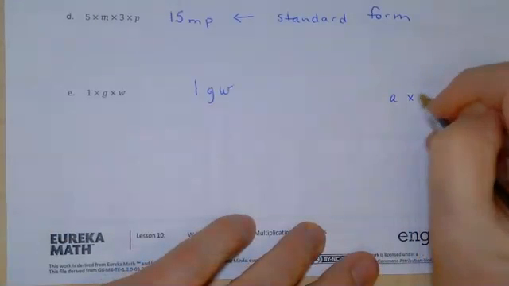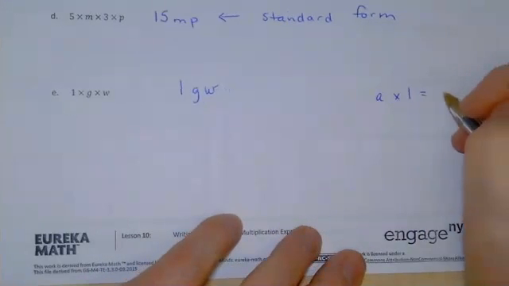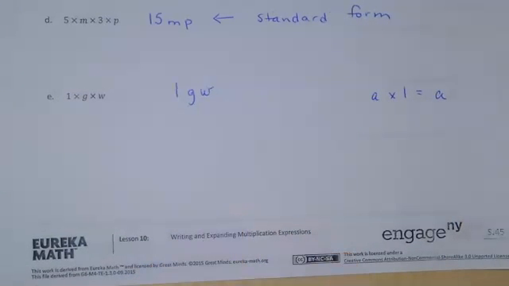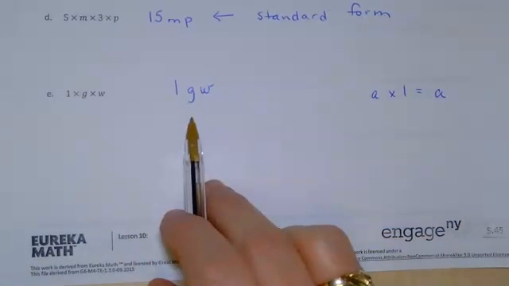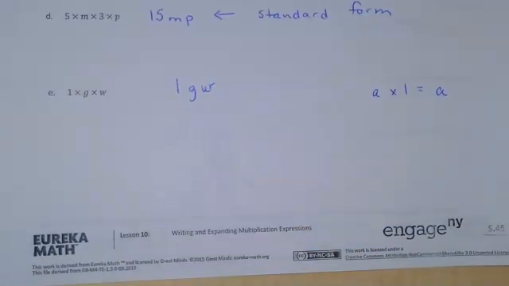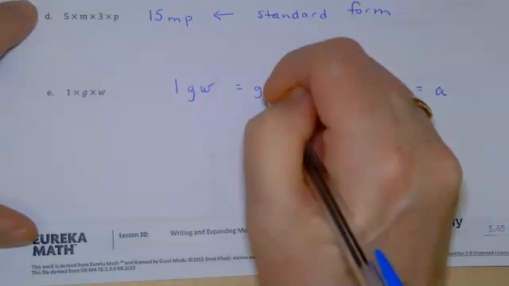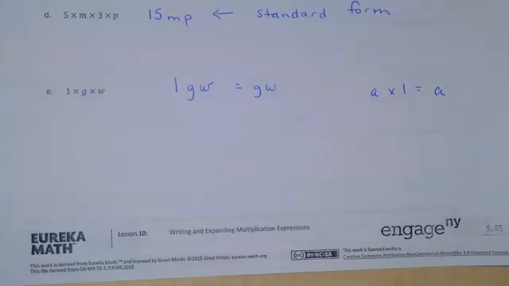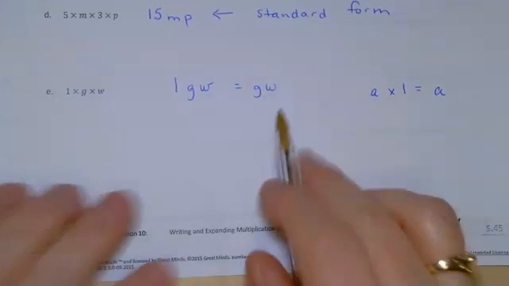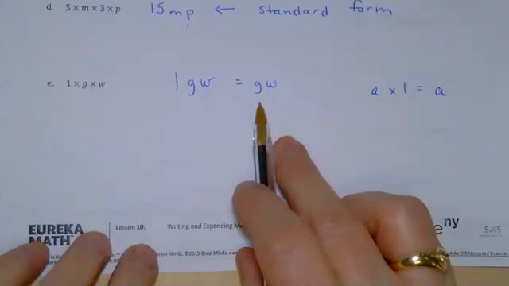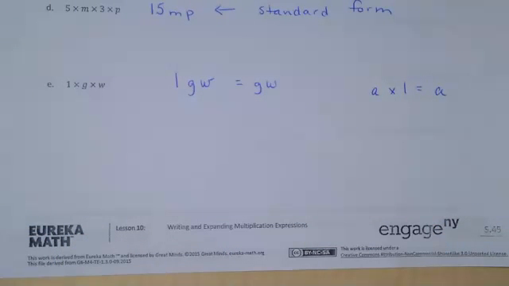Any number times 1 always equals itself, right? So can I make that even shorter? 1 times GW just means GW. We don't even have to write the 1 in front of it because 1 times anything just equals itself. So the shortest one is just to write GW by itself. All right.